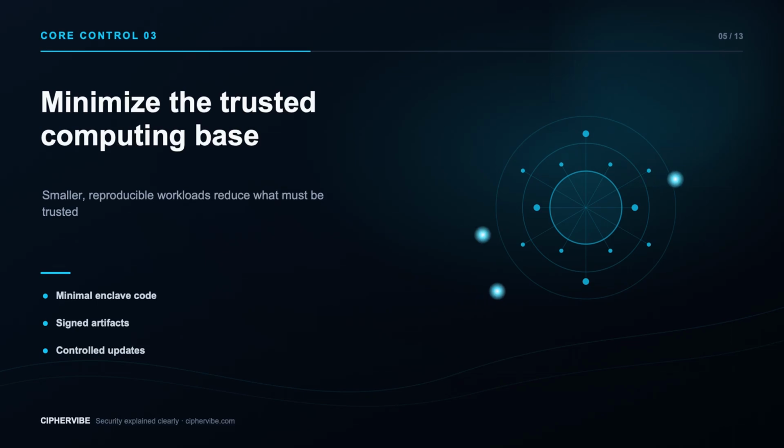The third building block is minimize the trusted computing base. Keep enclave or confidential workload code small, use reproducible and signed artifacts, isolate sensitive operations, and govern updates carefully. Every library, configuration, debug feature, and management interface can expand the trusted computing base and complicate assurance.